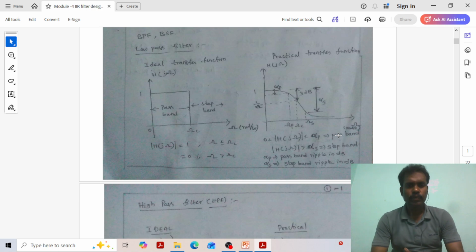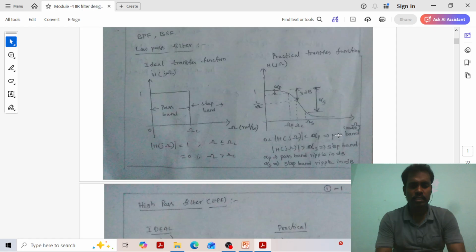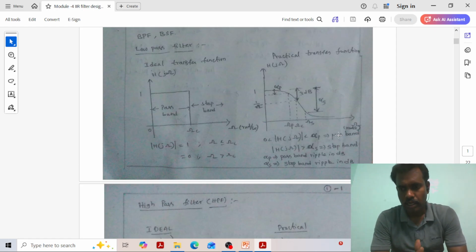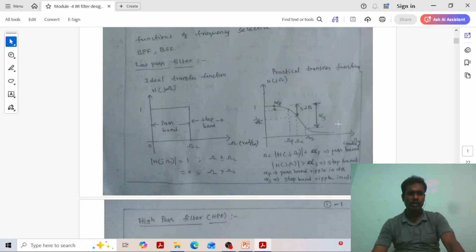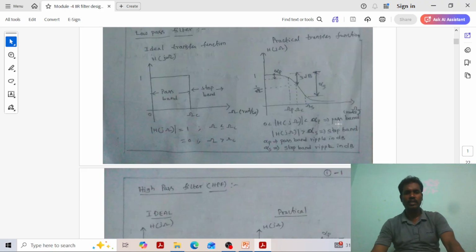So here the frequency is the main measuring parameter, so they are called frequency selective filters. The frequency selective filters are of four types: low pass filter, high pass filter, band pass filter, and band stop filter. Let's see the low pass filter characteristics.